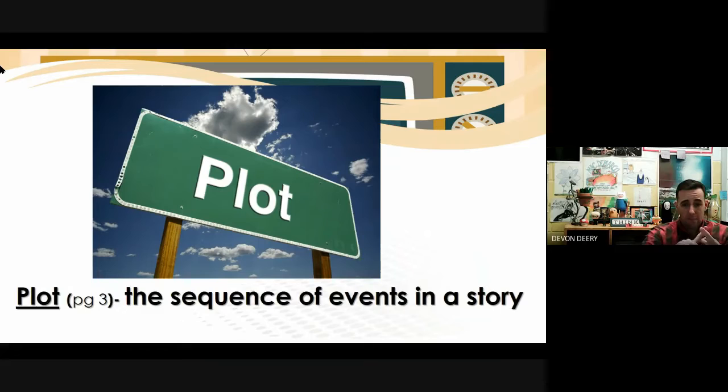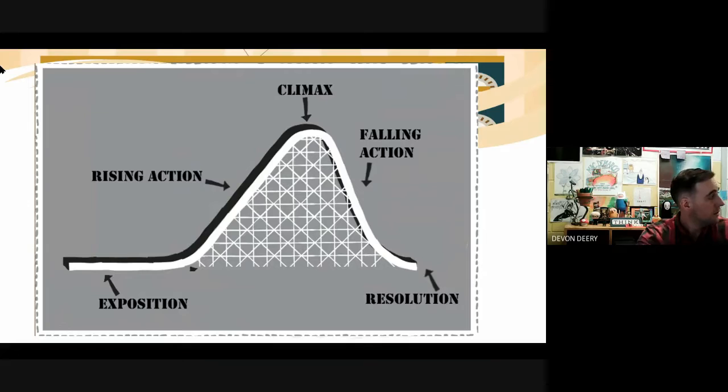Okay? This happens, then this happens, and then this happens. This character goes there, this character goes there. These are plot points. These are the events of a plot, the sequence of events in a story. Okay? Again, pause it to copy down. I'm going to keep moving. Here's a plot diagram. This is just sort of a visual interpretation of plot.